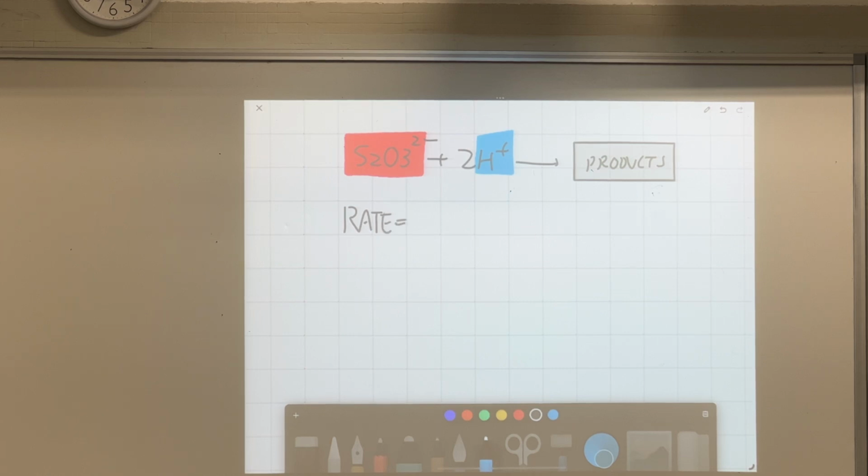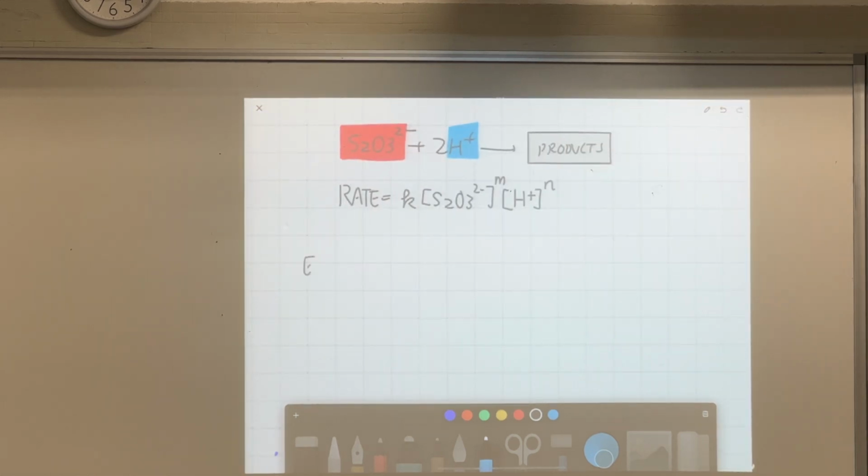Yep. Rate is k [S2O3 2 minus] to the power of m [H plus] to the power of n, right? You can also make it A or B. This is not like equilibrium. Okay? Right. So can you now tell me, okay, so you have experiment 1, 2, 3, 4.